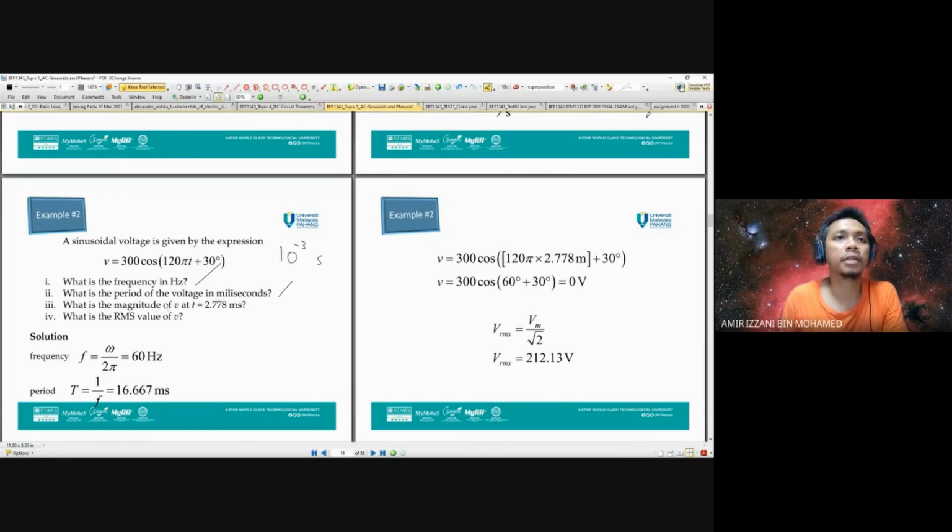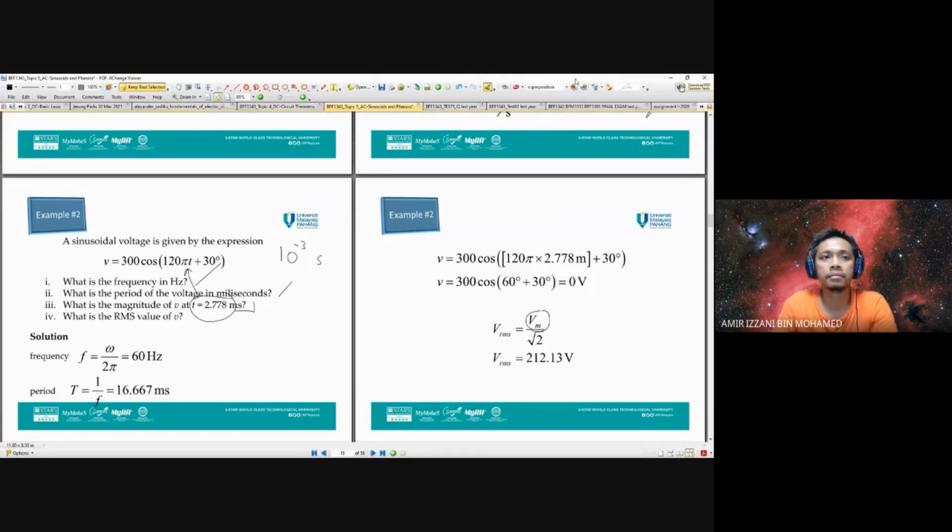What is the magnitude of V at t? Okay, magnitude of V. So we just replace this one inside this equation. So we get the V. And then the RMS value. RMS value is V maximum, V peak, over √2.